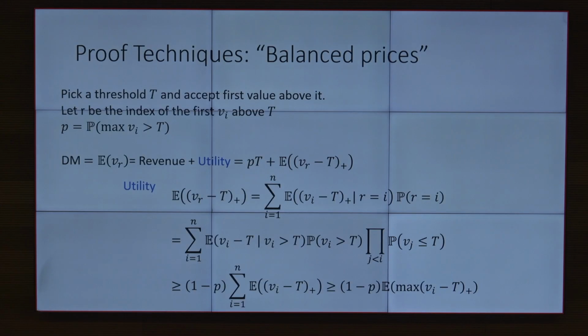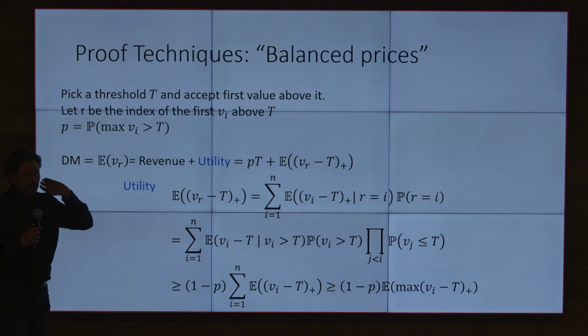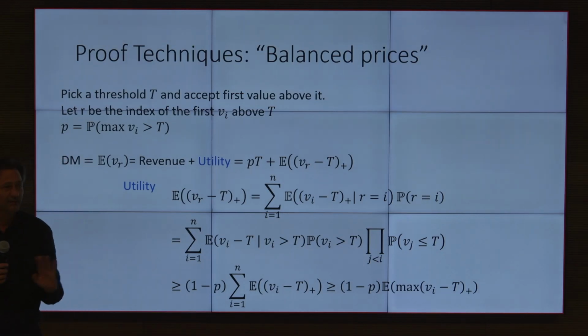Okay, so this is the first proof, and probably still the nicest proof. I think this is very transparent. The proof is the following. First of all, let's pick a threshold T. For simplicity, I will assume here that all the distributions are continuous, strictly increasing, so there are no ties, and everything behaves nicely. This is not needed, but let's just stay there.